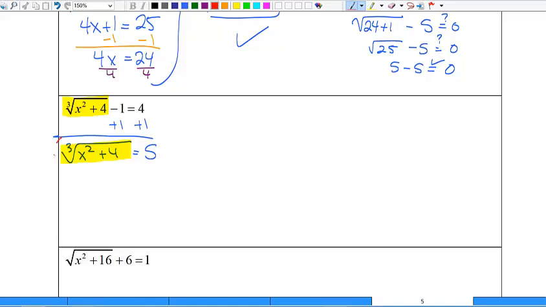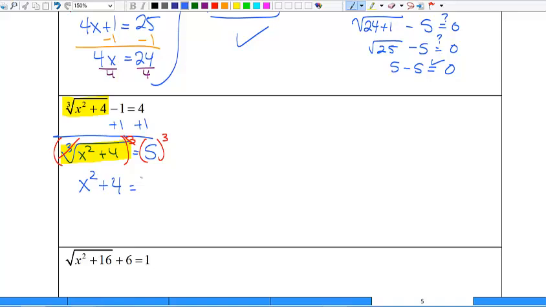Step 2 says to raise both sides to the index. Well, this index is 3 this time, not 2 like last time. So I'm going to cube both sides. The cube and the cube root undo each other. That was kind of the whole point, right? Is to get that x squared plus 4 out of under the radical.